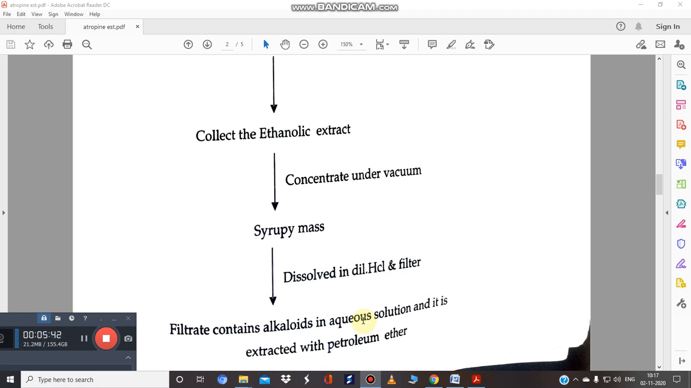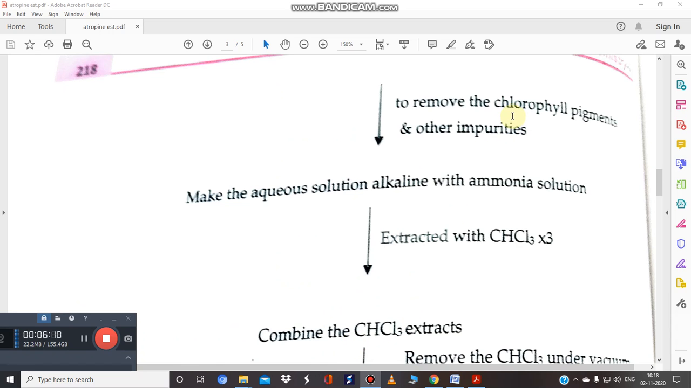So we have to remove this alkaloid from this aqueous solution, because we know alkaloids have a tendency to dissolve in organic solvents like chloroform. Like in case of caffeine, we have completed that caffeine is soluble in what? Chloroform. But over here, as the drug contains a mixture of phytoconstituents, we will treat this aqueous solution, and it was further extracted with petroleum ether. For what purpose? To remove the other impurities like chlorophyll.